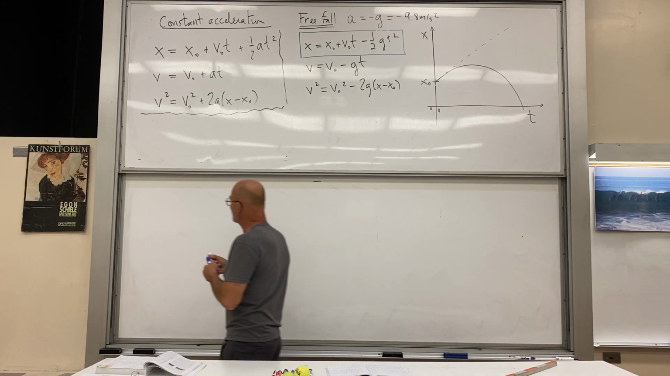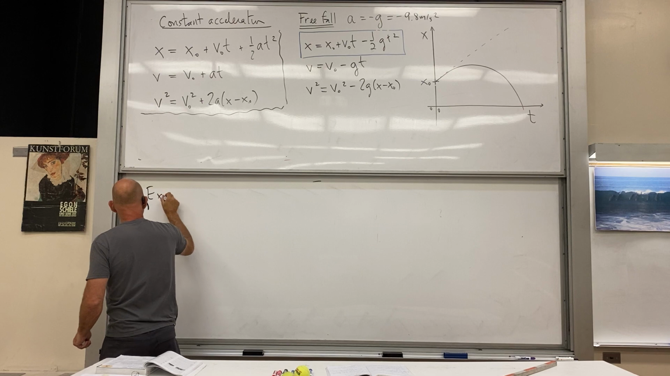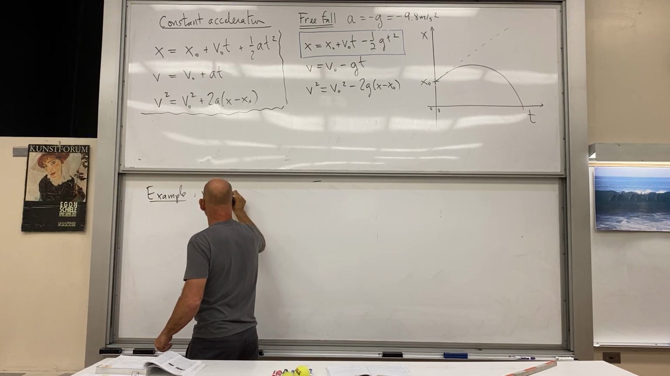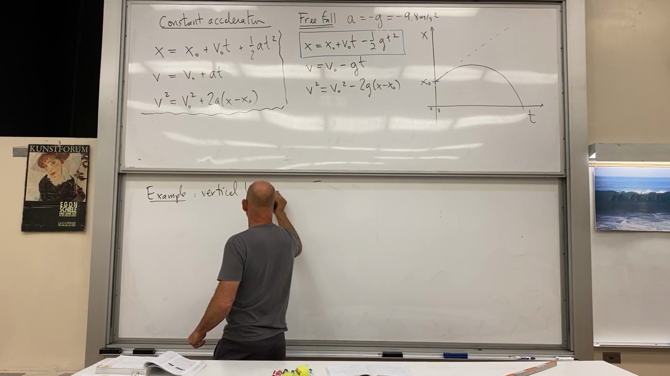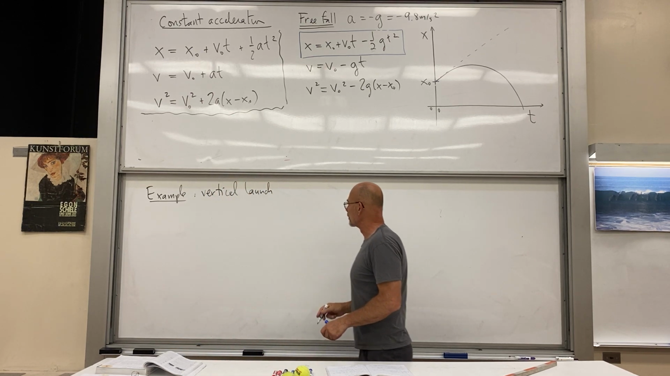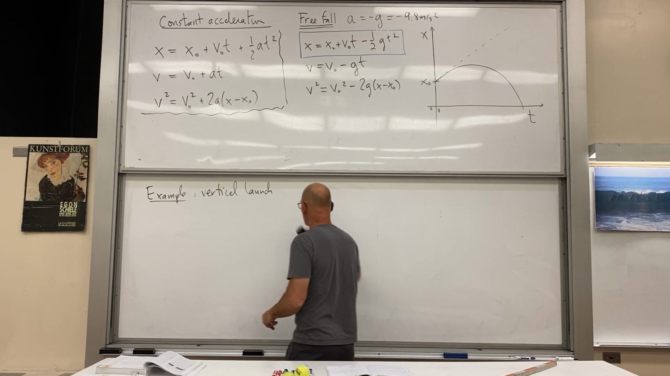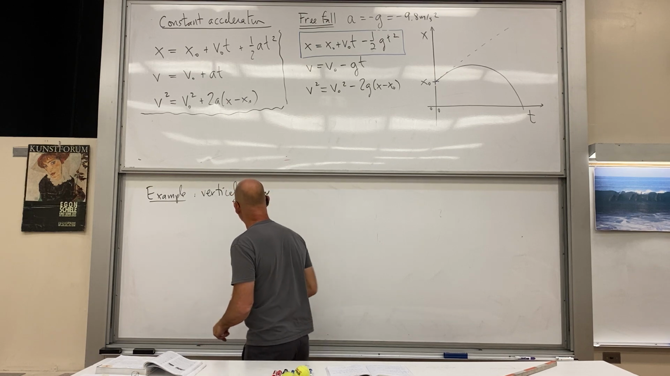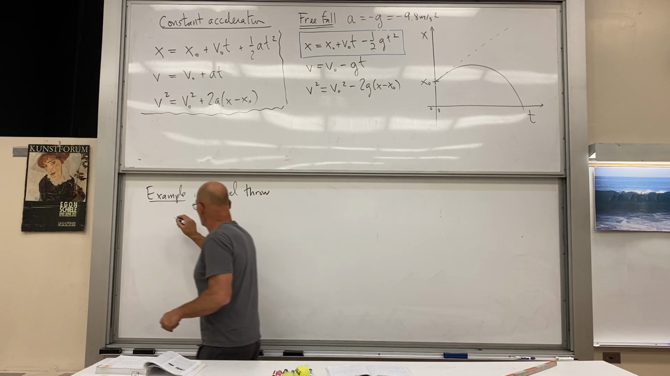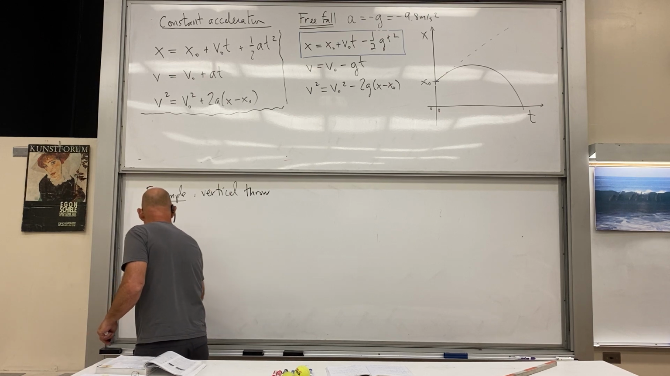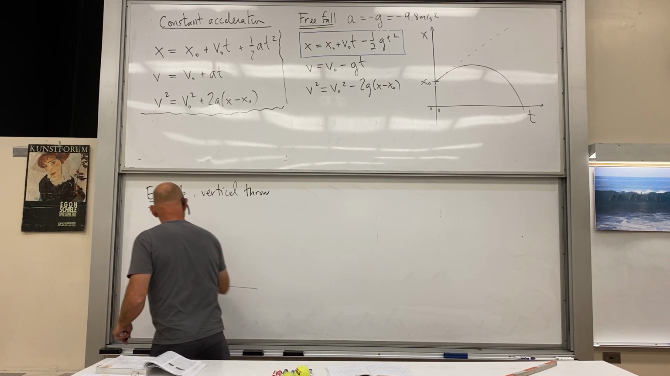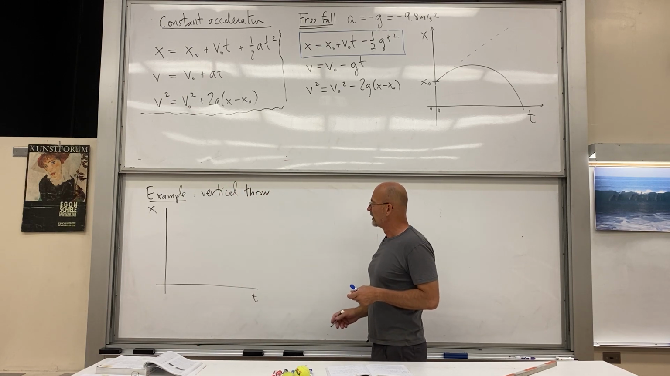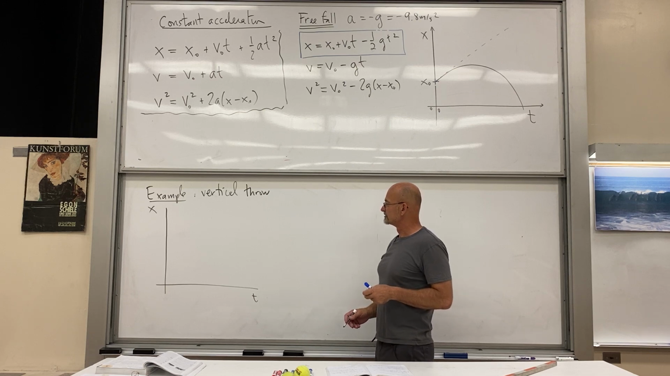So here's our example. We'll call it a vertical launch. Vertical throw, vertical launch, so we'll call it a vertical throw. That's what we're talking about. We have x of t. Title of this thing is vertical throw. I just demonstrated it for you.